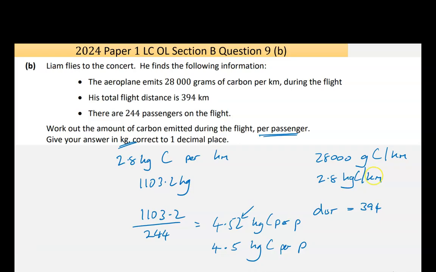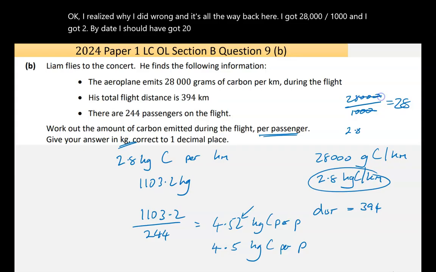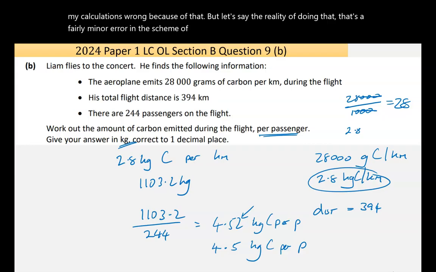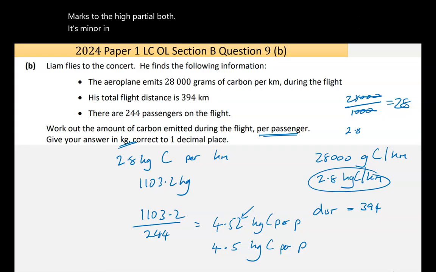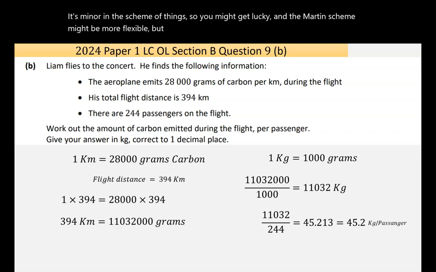Okay, I realize what I did wrong, and it's all the way back here. I got 28,000 divided by 1,000, and I got 2.8. I should have got 28. These 3 zeros cancel these 3 zeros. So all my calculations are wrong because of that. But the reality is that's a fairly minor error in the scheme of things. So it might be a penalty and drop me from full marks to high partial credit, but it's minor in the scheme of things. So you might get lucky and the marking scheme might be more flexible. But that's the actual answer.